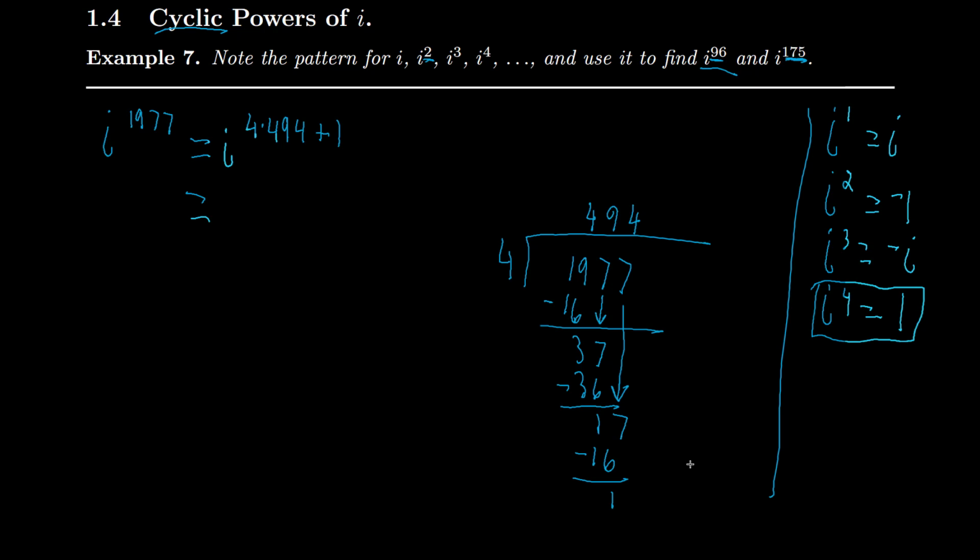This is the same thing as i to the first power. All we care about is this. Because we wrote the rest of this as a multiple of 4, it's all going to die in a fire. And by that I mean it's going to turn to 1, and we're going to be raising 1 to the 494th power. That's just 1. So this is going to be i to the first, which is just i.